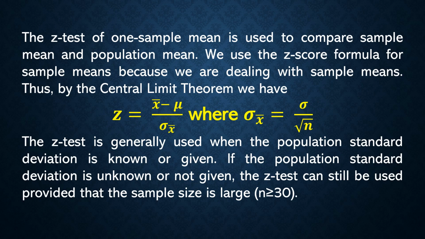The z-test is generally used when the population standard deviation is known or given. If the population standard deviation is unknown or not given, the z-test can still be used provided that the sample size is large, or n is greater than or equal to 30.